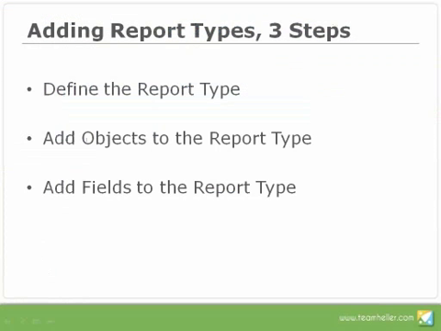So to recap, to add a new report type, there are 3 steps. Define the report type, add objects to the report type, add fields to the report type if necessary, and then you use it just as you would any other report type.